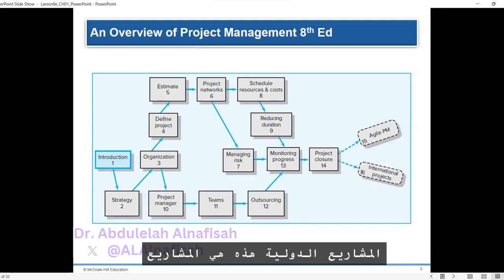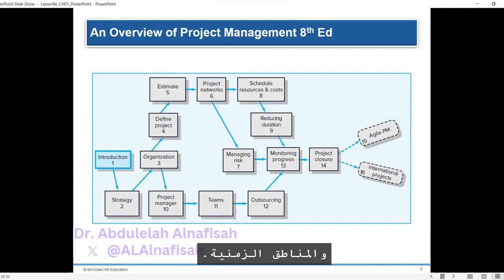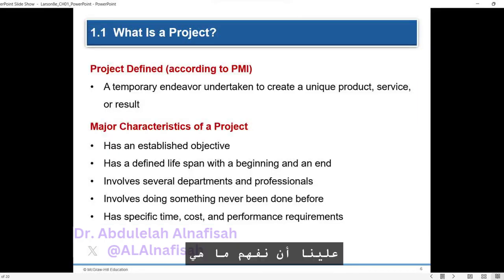International projects. These are projects that involve working across different countries, cultures, languages, and time zones. They require special attention to communication, coordination, and cultural sensitivity. First, we need to understand what project management is.